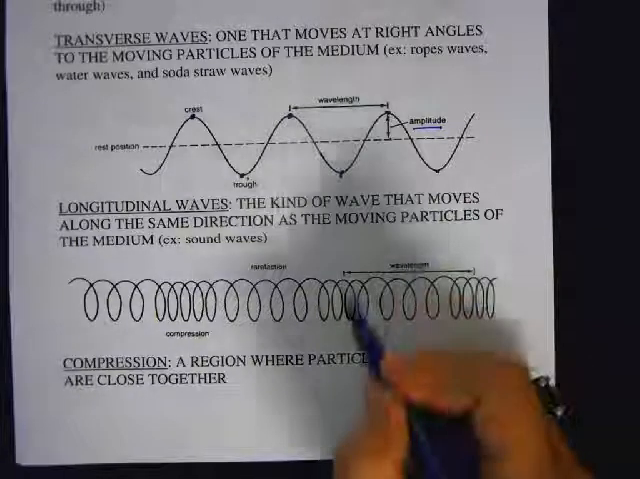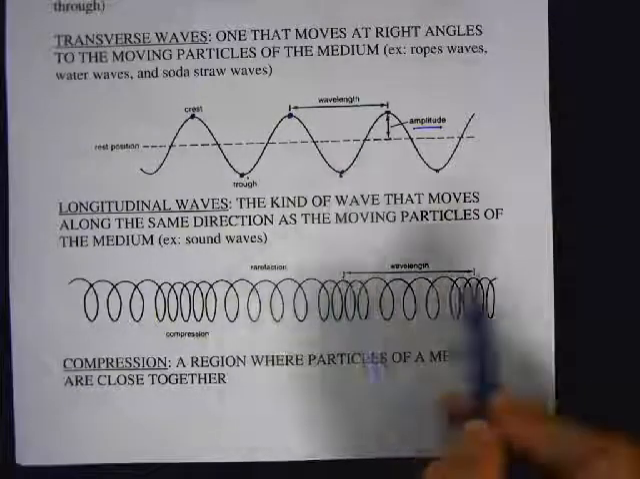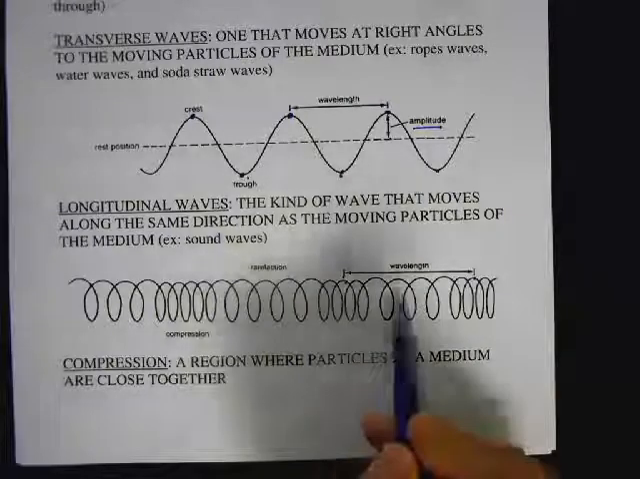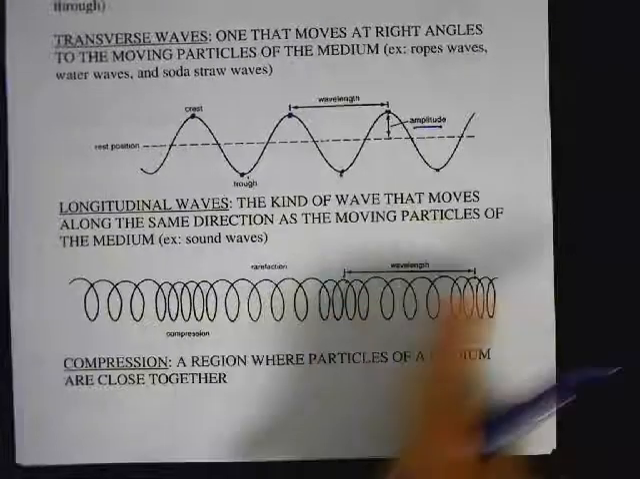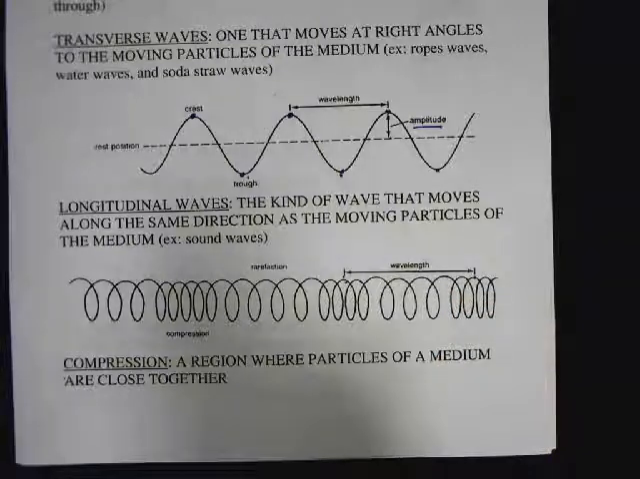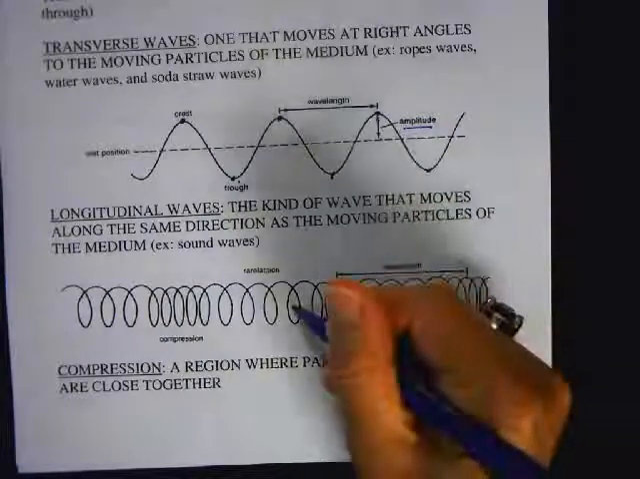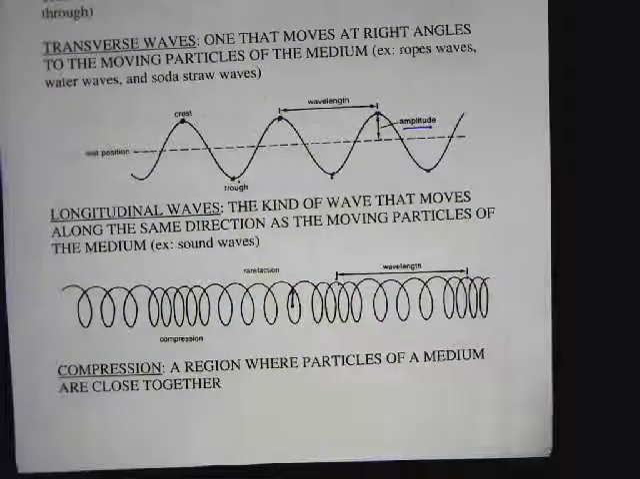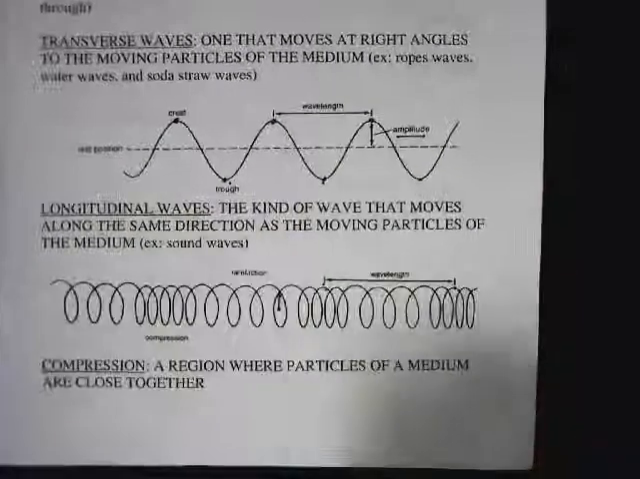Now I can also measure the same properties. I can have a wavelength. A wavelength is going to be from compression to compression or rarefaction to rarefaction, so the same part of the wave to the next successive part. I can also measure the amplitude of the wave, and I forgot that diagram, and the amplitude would be from here to the top. So that would be the amplitude of a longitudinal wave.